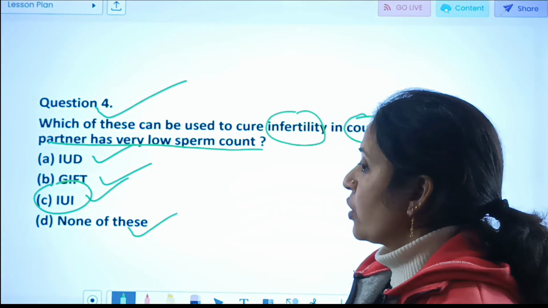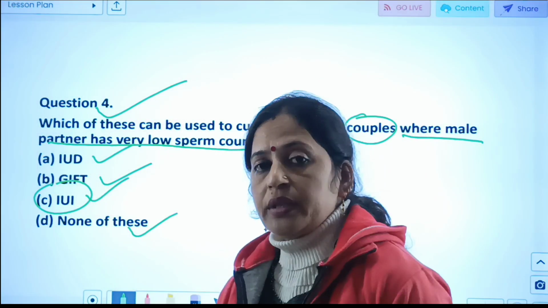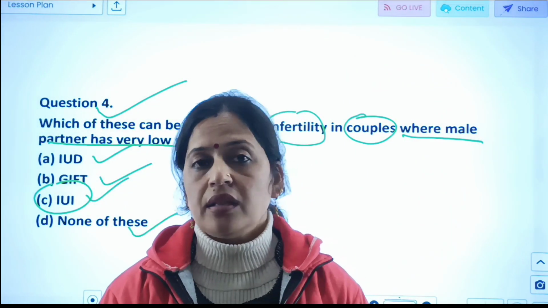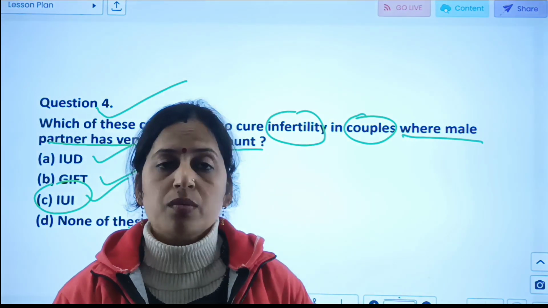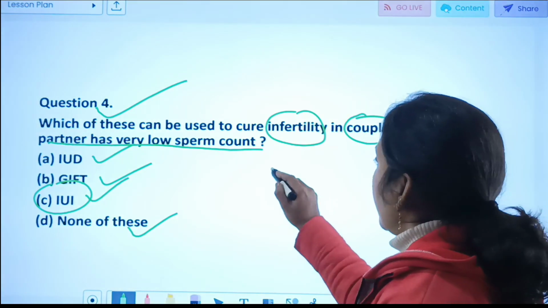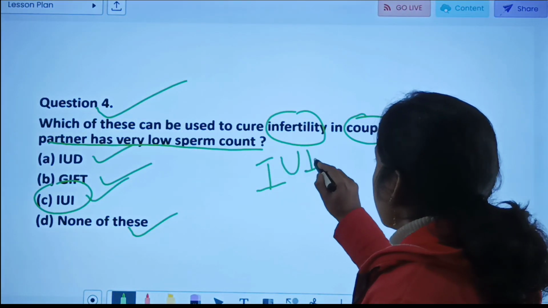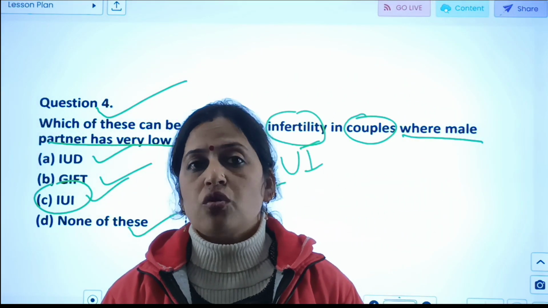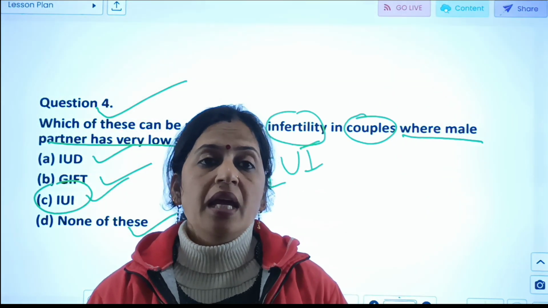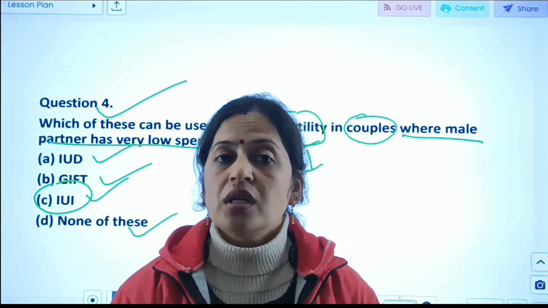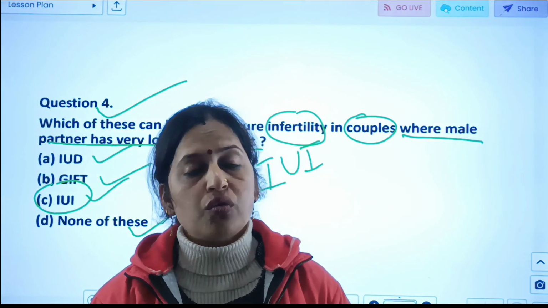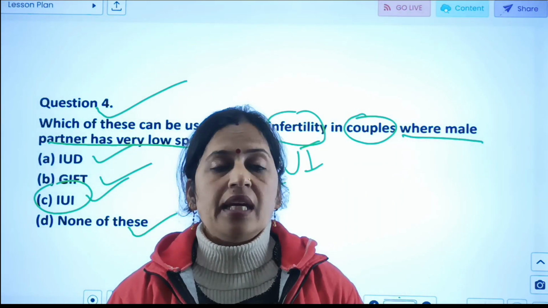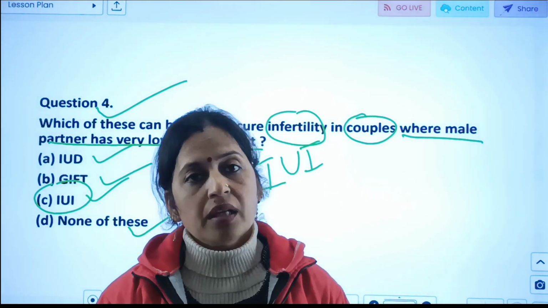तो बेटे देखिए क्वेश्चन नंबर 4 का क्या आंसर हो सकता है। तो बेटे दो टेक्निक हमारी जो यूज हो सकती है स्पेशली इनफर्टिलिटी को क्योर करने के लिए, स्पेशली इन द कपल्स वेयर मेल पार्टनर हैज वेरी लो स्पर्म काउंट, तो उसमें जो हमारी करेक्ट ऑप्शन रहेगी दैट इज IUI। IUI एक ऐसा टेक्निक है जिसकी हेल्प से हम इनफर्टिलिटी इन कपल्स में जो आती है उसको क्योर कर सकते हैं वेयर स्पेशली मेल पार्टनर हैज वेरी लो स्पर्म काउंट with the help of IUI, that is intrauterine insemination, is directly used to cure the infertility in the couples where male partner has very low sperm count.